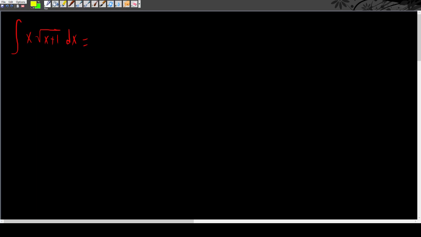Today we're gonna be looking at this integral. It's a fairly complex integral, but once you understand the inner working of how you need to approach it, it really just kind of opens up and lets you get the answer.